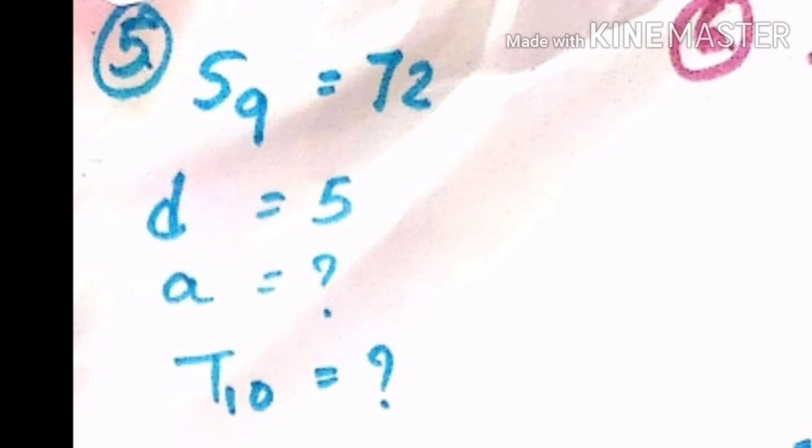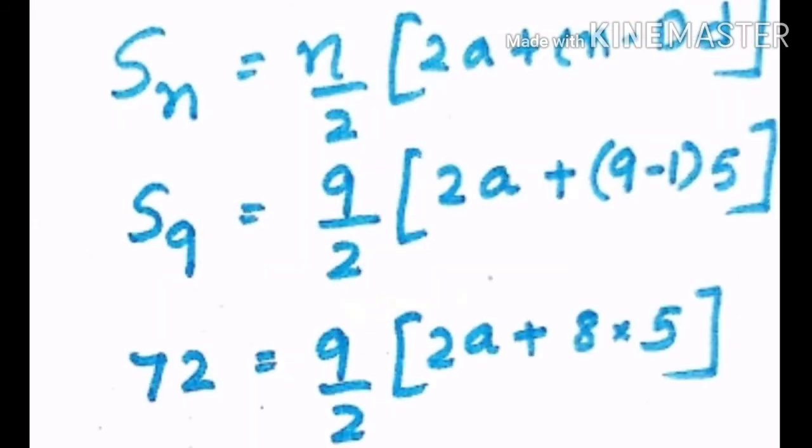We have to find the first term A, which I have marked with a question mark, and also the 10th term, T10, which we don't know. So first of all, you have to think about which formula we should substitute to get the A value first. For that, we will substitute the S9 formula, because we have n and d also, so we can find our A value.